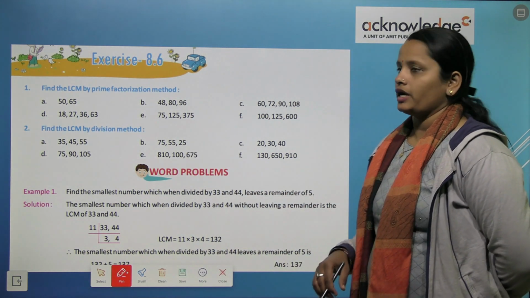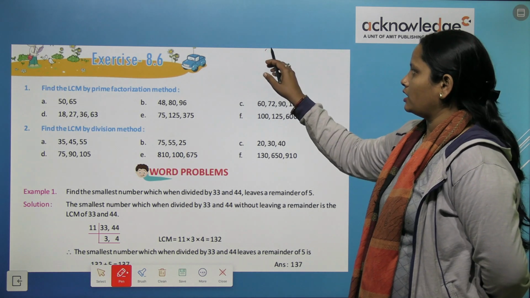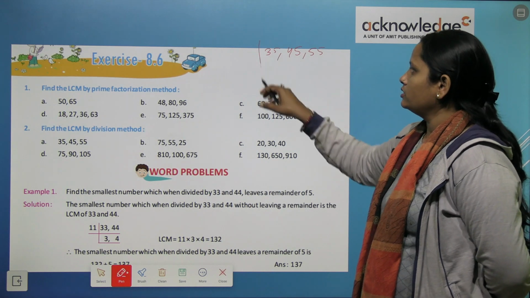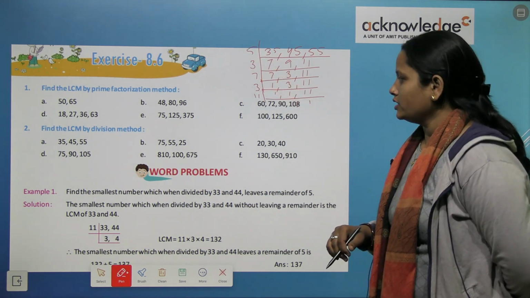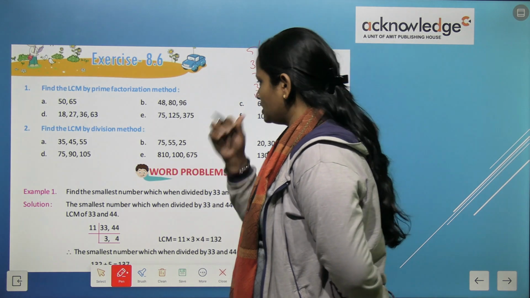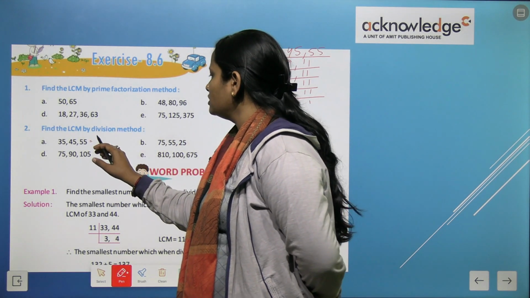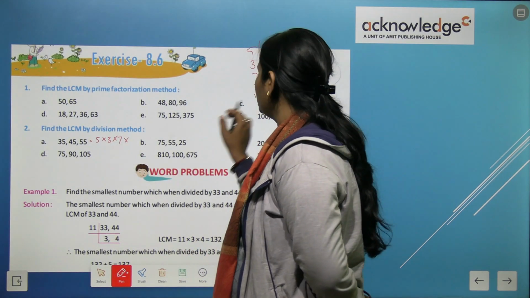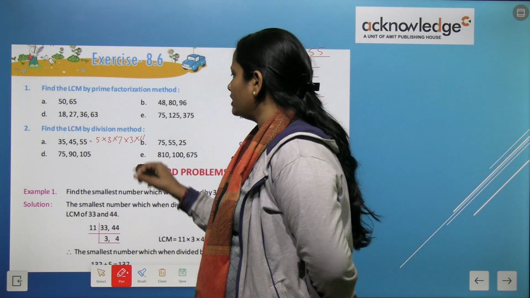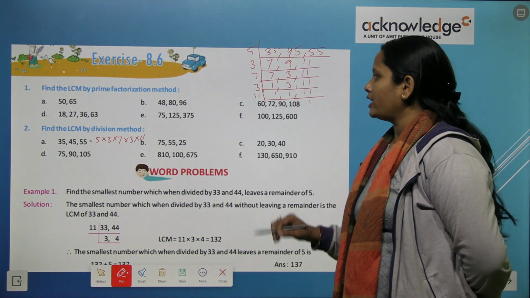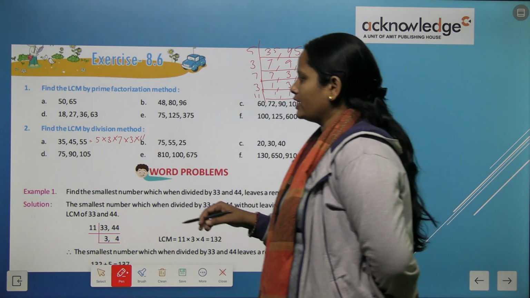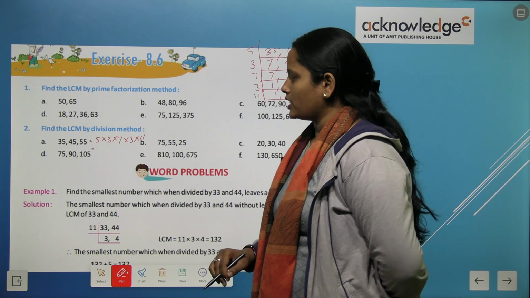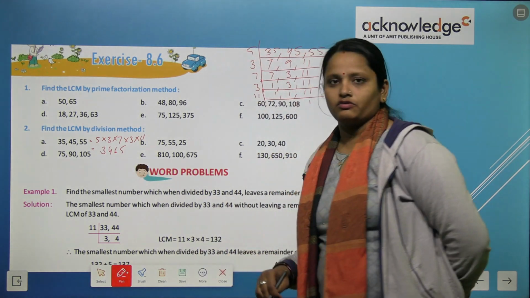Now let's find the LCM by division method. Division method से LCM निकालना है. So 35, 45 and 55. This is the division method. So children, here the LCM by division method, we get 5 multiply 3 multiply 7 multiply 3 multiply 11. So when we multiply all these numbers, we get 3465.